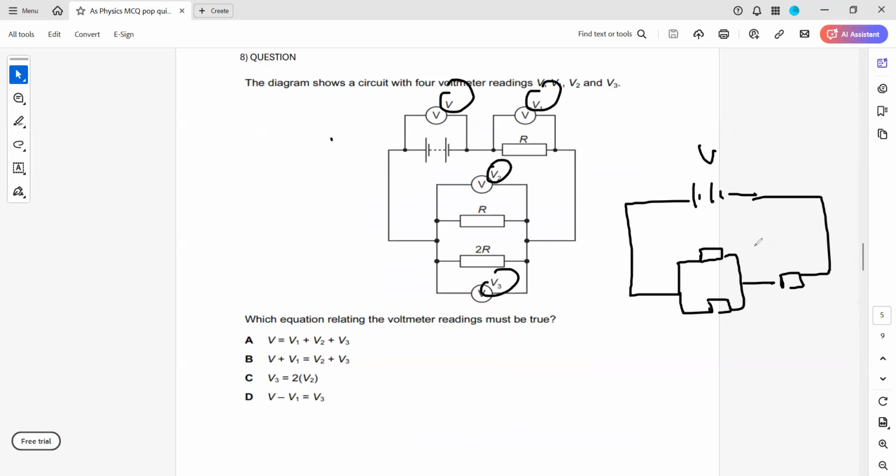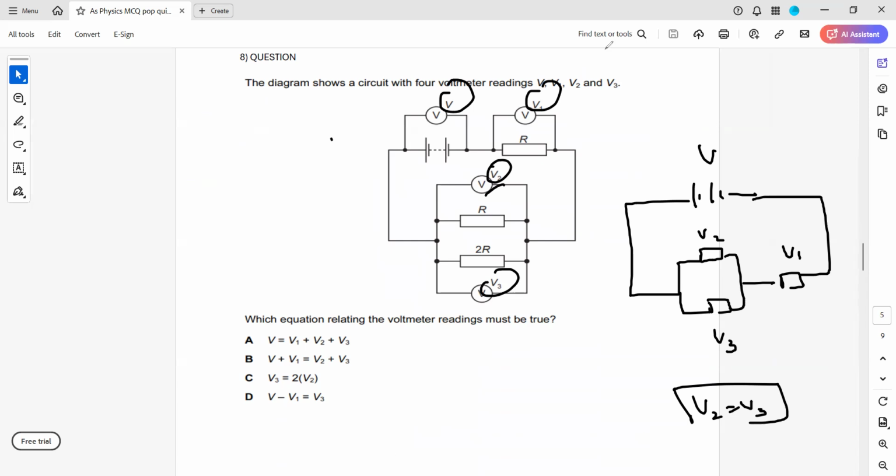If the total voltage is V, the voltage here is V1, we can say the voltage here is V2 and the voltage here is V3. But remember, V2 and V3 will have the same value. Why? Because they are connected in parallel. So V2 and V3 will have the same value.